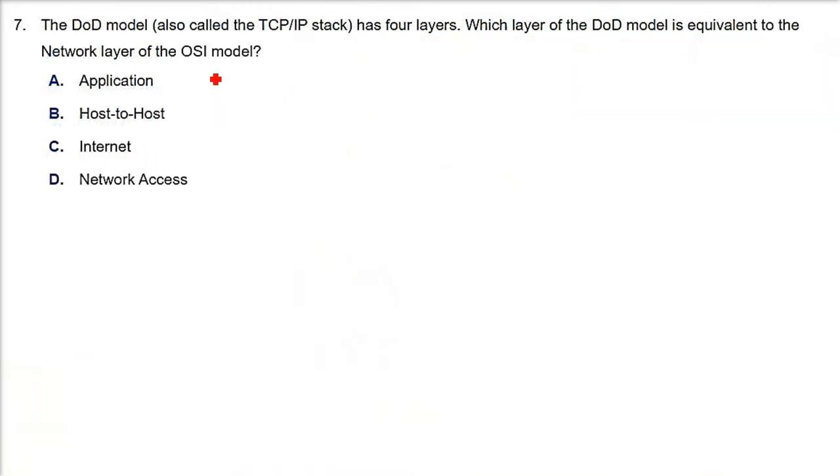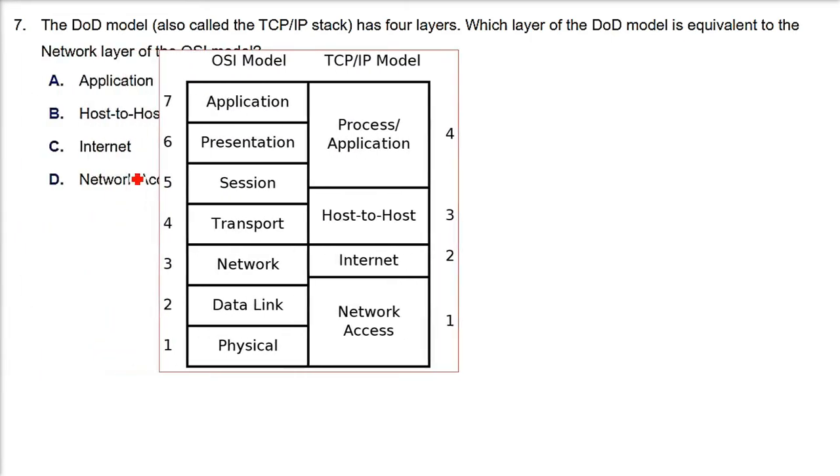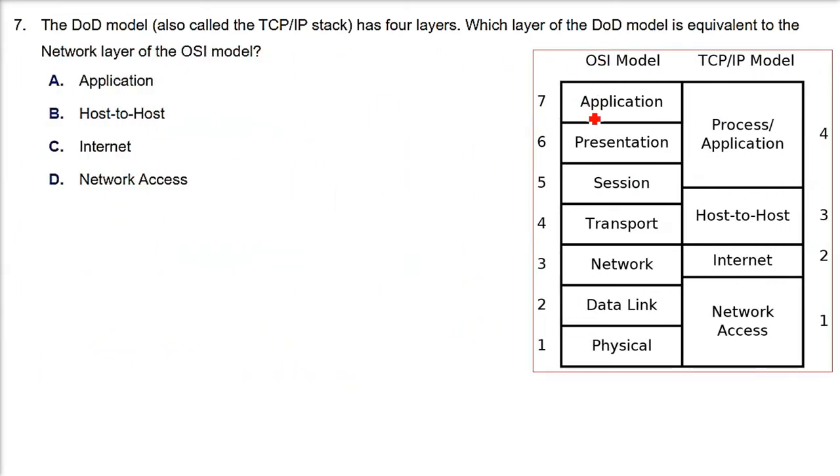A DoD model, also the TCP/IP stack, has 4 layers. Which layer of the DoD model is equivalent to the network layer of the OSI model? So APSTNDP, this is OSI, and this is the TCP/IP model. The application layer is basically the application, presentation and session layers of OSI combined. Host to host is the transport.